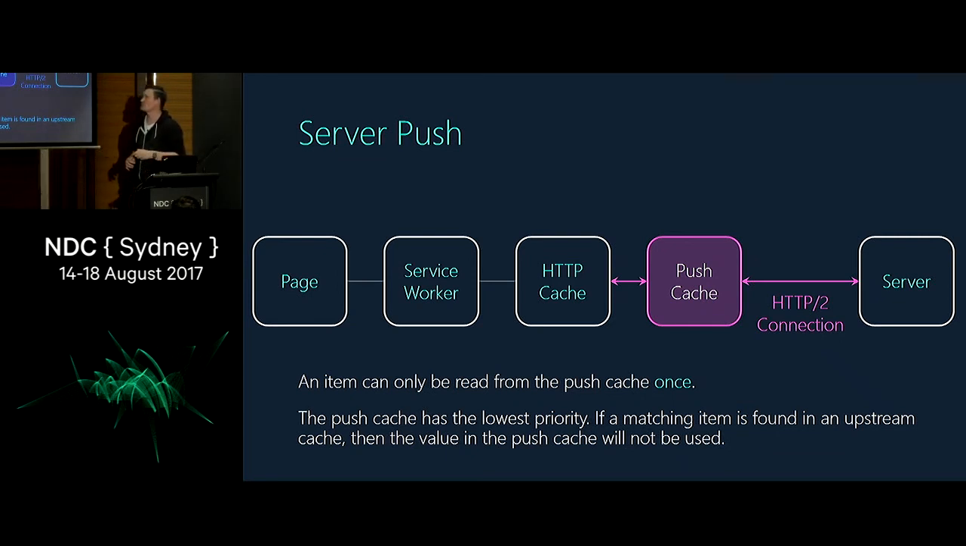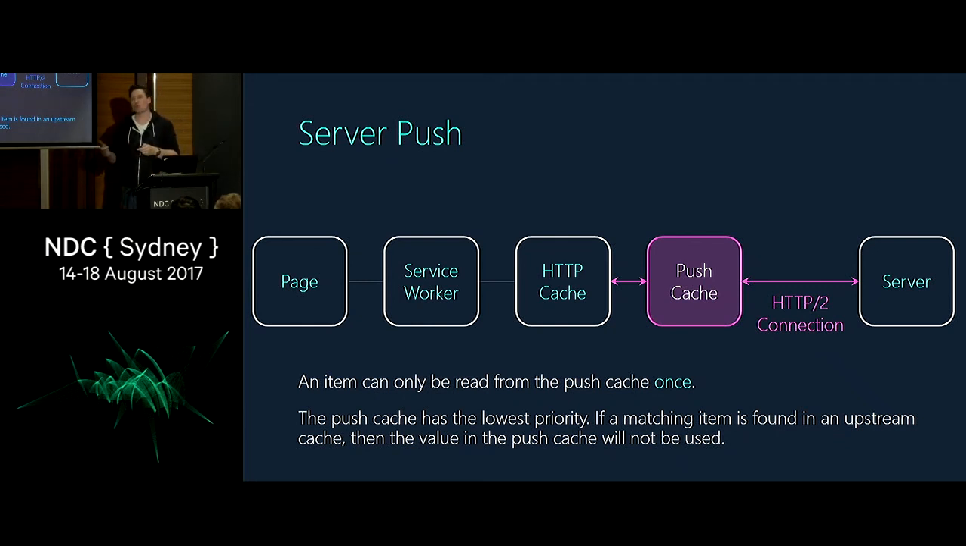First of all, it will look at the service worker. Do I have a cached copy of that resource at the service worker level? If it doesn't, it will go to the HTTP cache. If it doesn't exist there, it will then fall back to your push cache. And the push cache itself lives in the HTTP2 connection. It is part of that connection. And there's a couple of things we can have from that.